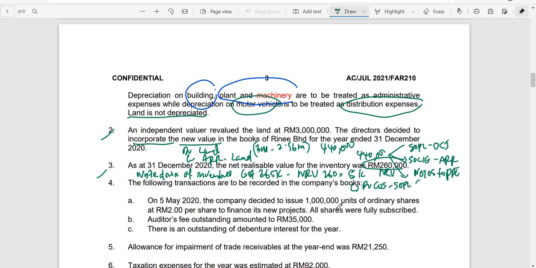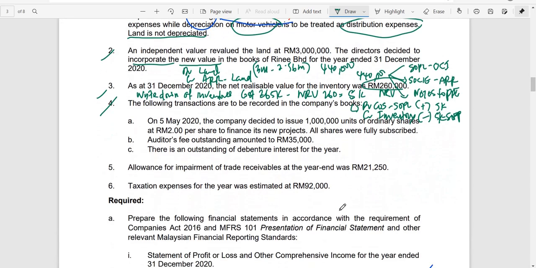You are going to add this 5,000 to the statement of profit or loss, and you are going to credit your closing inventory, and this closing inventory will be written down by 5,000, and it means that you need to go and reduce it in your statement of financial position with this 5,000. Then we go and do number 4. Number 4 is for A, B, and C. We'll finish all the adjustments first.